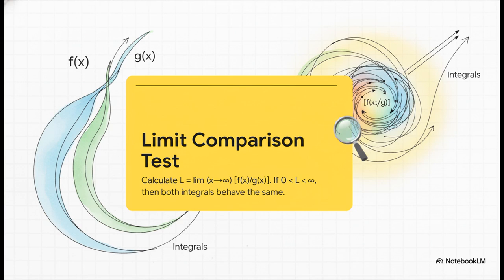If the answer you get, L, is a positive, finite number, not 0, not infinity, it means the two functions are basically growing at the same rate. And if that's true, their integrals have to do the same thing. They're either both going to converge or they're both going to diverge. They're a team.